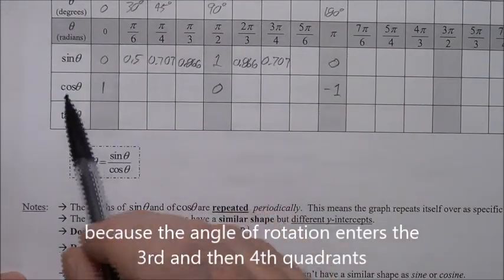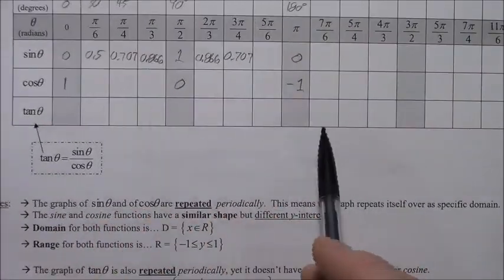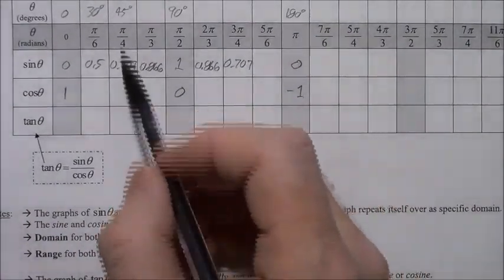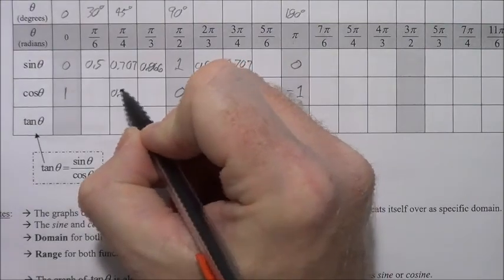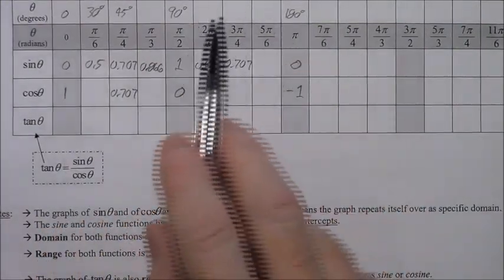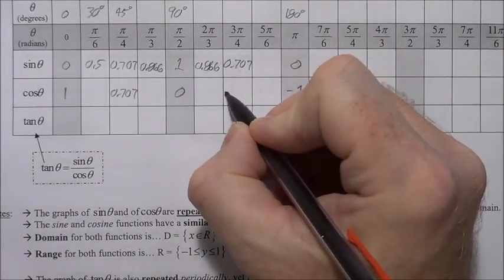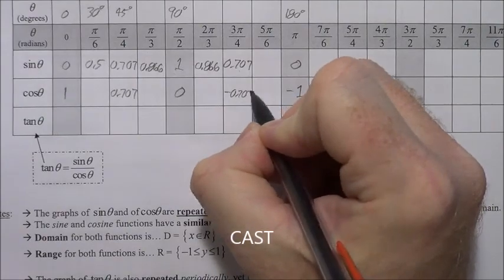We go on to cosine. Cosine theta, we've got a few multiples of pi by 2 there. Pi by 4 is still going to be 0.707. Now in the second quadrant, this is the second quadrant here, the cosine of 3 pi by 4 is going to be negative 0.707.